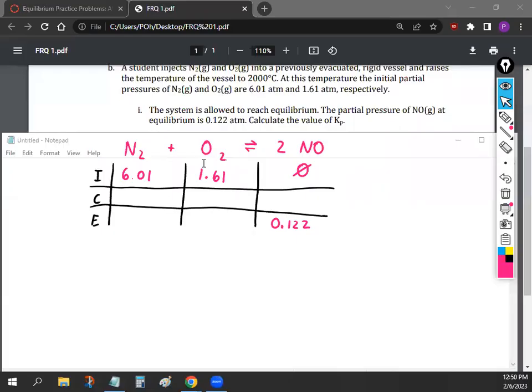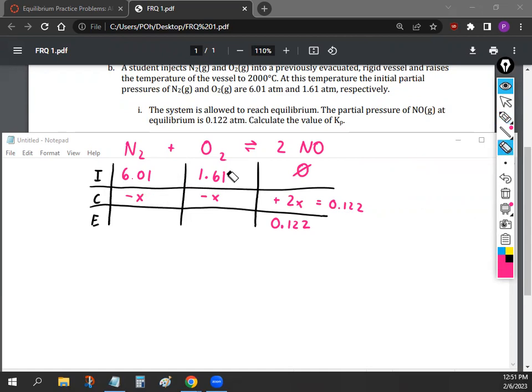Okay, so I set up my ice table, and you put the initial pressures, and you start with no NO. And then it gives you the equilibrium pressure of NO at 0.122 atm. So we can figure out what the changes are for each of these. Obviously, we're going to be losing a certain amount of N2 and O2, and we go by the mole ratio. And then we're going to be gaining a certain amount, and that's going to be equal to 0.122. And if you divide this by 2, that will give you your change right here.